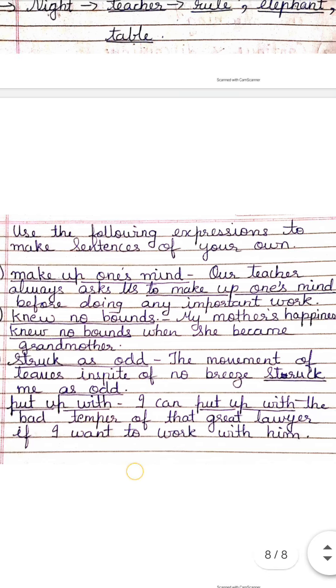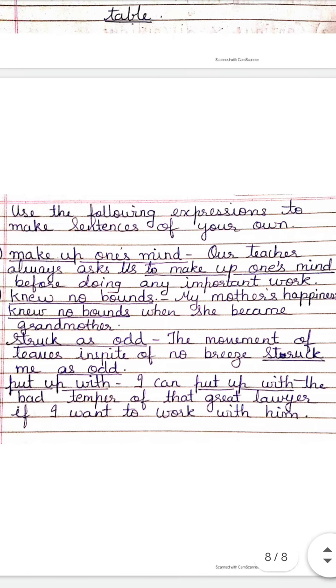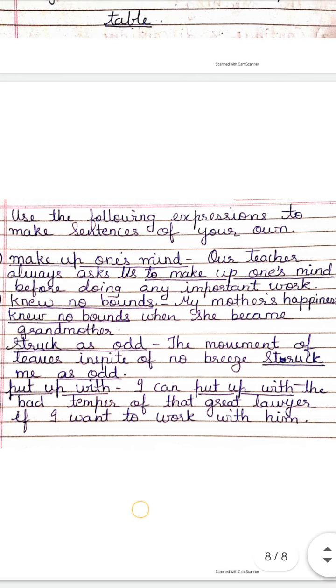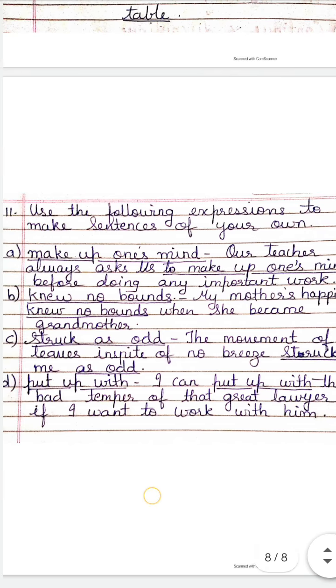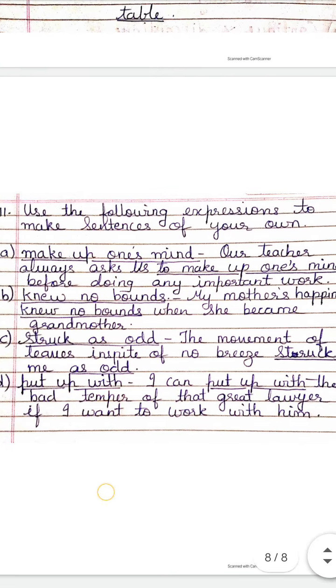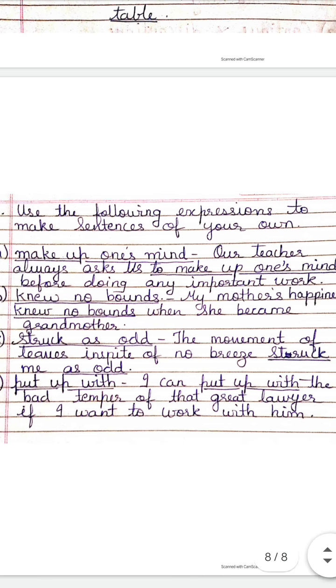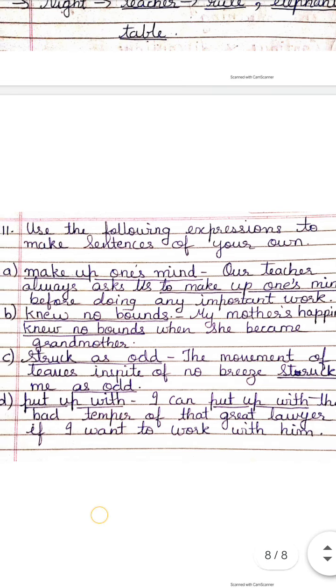Second is knew no bounds. My mother's happiness knew no bounds when she became a grandmother. This is again, the sentence shows there was no limit to her happiness. Struck as odd: the movement of leaves in spite of no breeze struck me as odd. Again, I have used content from the textbook. Put up with: I can put up with the bad temper of that great lawyer if I want to work with him. So framing sentences is not at all a difficult task.